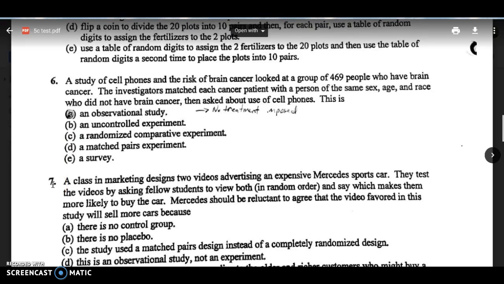Question 6 said a study of cell phones and the risk of brain cancer looked at a group of 469 people who have brain cancer. The investigators matched each cancer patient with a person of the same sex, age, and race who did not have brain cancer, and then asked about the use of cell phones. This is an observational study because they're not doing any treatment. They're just looking at a person who has cancer against a person who doesn't have cancer and asking them about how they use their cell phone. They're not doing anything to these people.